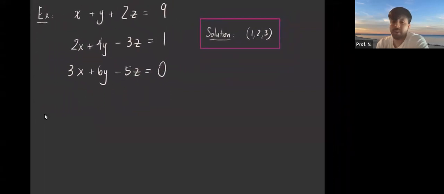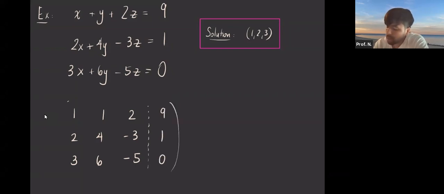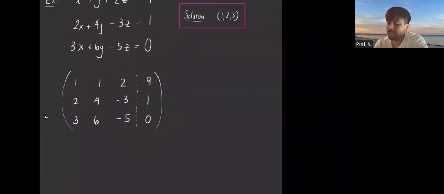So the first thing is I want to create a matrix, right? And the matrix is going to have 3 rows because I have 3 equations, and I'm going to have 4 columns because I have 3 variables plus that column of constants. So I'm going to have something like this, right? 1, 2, 1, 1, 2, 2, 4, -3, 3, 6, -5. And then I'm going to have this dotted line here, and then this column of constants. So this is my matrix, right? So I created my matrix from the system.